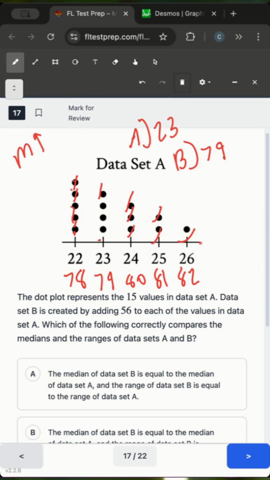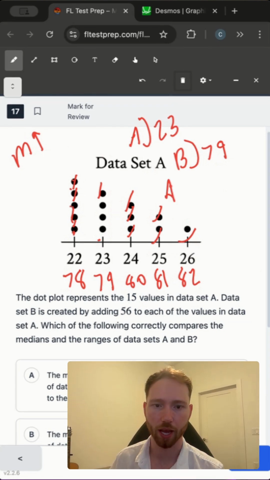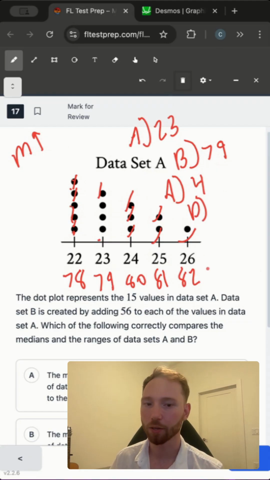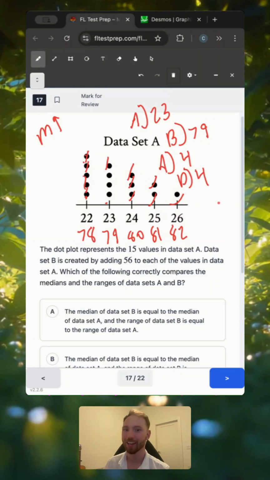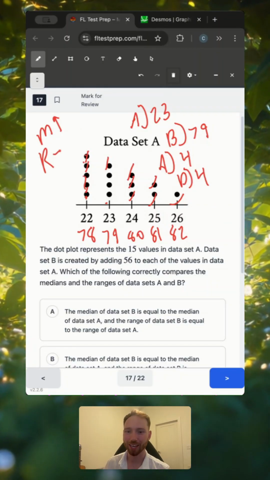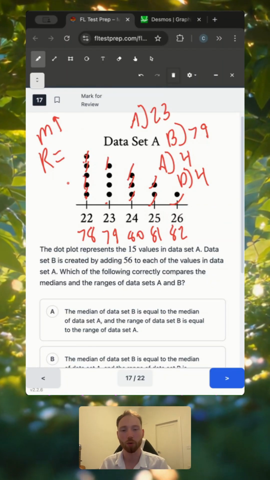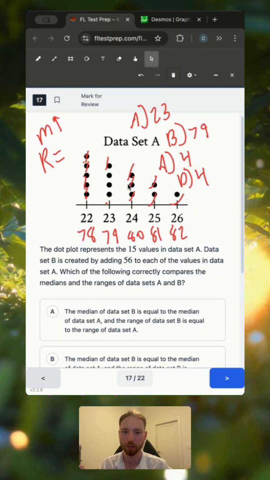All right, but what do I know about the range? Well, the range of dataset A is just going to be 26 minus 22, which is 4. And then in dataset B, it's going to be 82 minus 78. It's going to be 4 again. And so the range is going to stay the same. And so that's what I'm going to be looking for in the correct answer choice. So let's take a look.